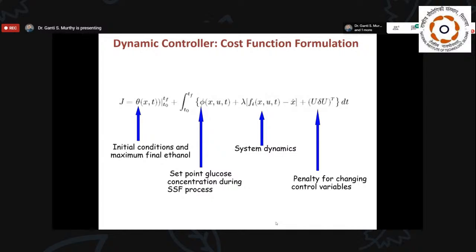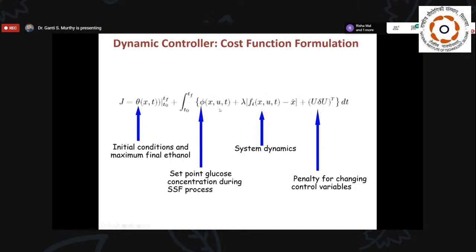Now we use that information to formulate, basically we use calculus of variations to figure out this cost functional. This is called cost functional. Essentially what it does is it takes all these vector constraints that we have and turns that into a cost functional J, which is a scalar. So essentially it is like a number, which has all these different constraints. The theta here represents the initial conditions and the maximum final conditions. So in our case, we are putting our maximum final ethanol concentration at this theta at TF. And then there is an integration from T0 to TF, initial time to final time.